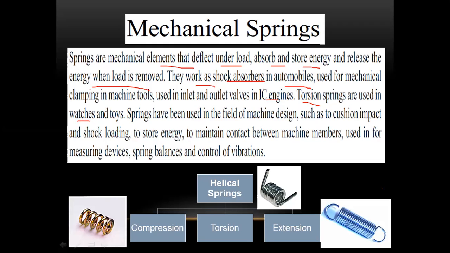Springs have been used in the field of machine design, such as to cushion impact and shock loading. So wherever machine design elements are used, we use springs in order to absorb shock loading, to cushion impact, to store energy, and to maintain contact between machine members, which are used for measuring devices, spring balances, and control of vibrations. So these are the main reasons why we are using springs for these mechanical members.